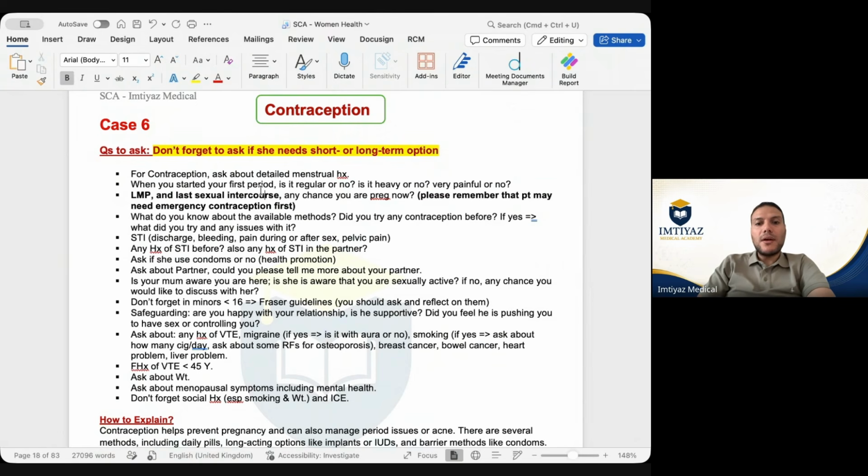If she is a minor, definitely ask about the partner. What is his age? Are you happy with your relationship? Is he pushing you to have sex with him? Do you feel he's over-controlling or controlling you or not? Did you tell your mom or not? If not, why didn't you tell your mom? Any chance you can tell her? I'm not pushing you to tell her, but we always advise to tell your mom because she can offer you support, advice about safe sex, and she can always support you during your relationship journey. Okay. Very important also to ask if she has tried any contraception before, and if yes, did she tolerate it well? Why did she stop it, and so on.